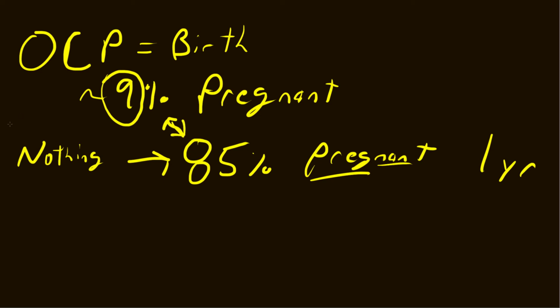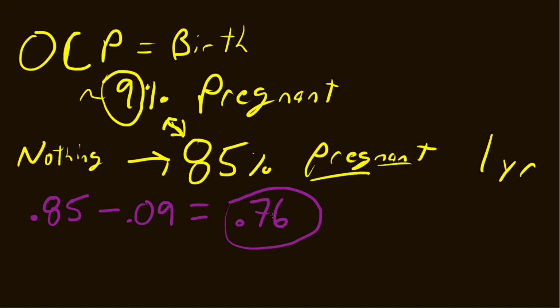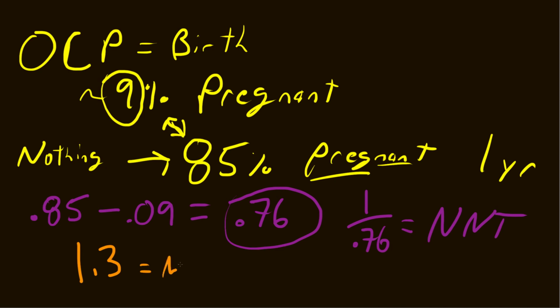So let's do some quick math like we did before. 0.85, remember this is the percentage, so we're going to do the decimal. 0.85 minus 0.09 equals 0.76. That's your number. That's your absolute risk reduction, 76%. So remember, you do 1 over 0.76. That's going to equal your NNT. And this number, oh gosh, it's a fantastic number. It's 1.3 equals the NNT.